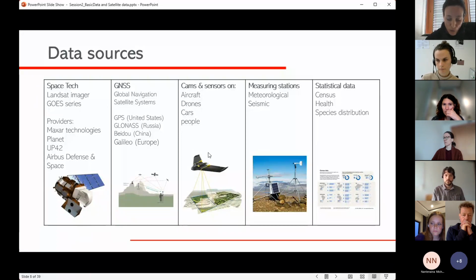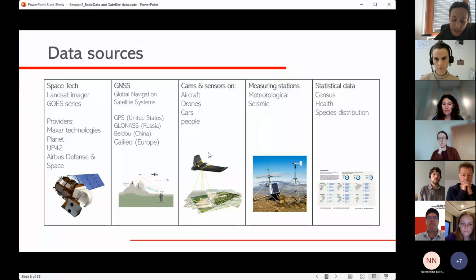Then moving a bit closer to Earth, we have aircraft, drones, and cars and humans that can carry cameras and other types of sensors to collect information. Measuring stations here on Earth are often set up in a network that allows them to interpolate values between the different measuring points. This is, for example, the case with meteorological information or also seismic information. And then, of course, we have statistical information on the population, animal species, which type of plants, health indicators, etc.